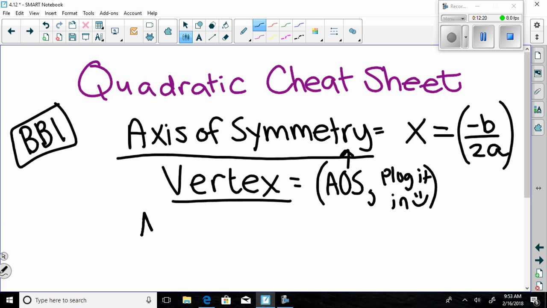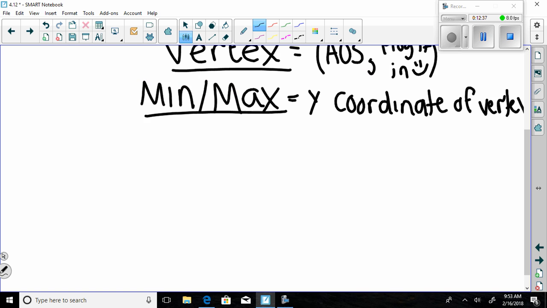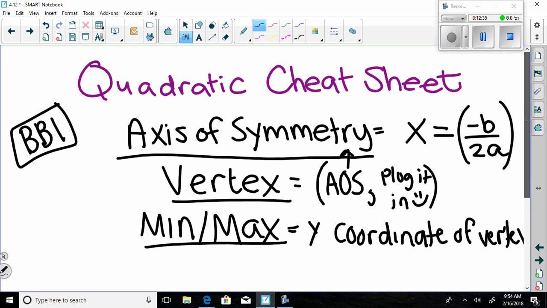Next one is if they ask for the min or max, they just want the y coordinate of your vertex. So for your min or max, they just want the y coordinate of your vertex. So this is on their IXL. So they'll ask, you just want to make sure you're paying attention. There's four things that they're going to be asking for.